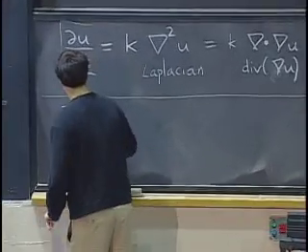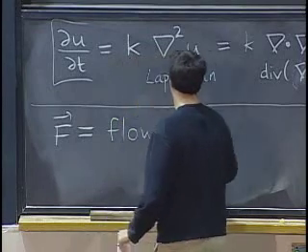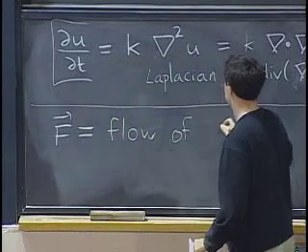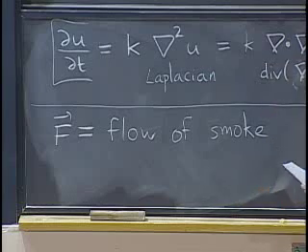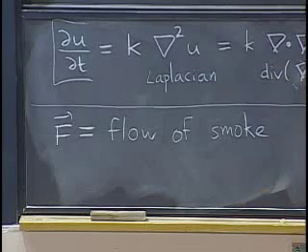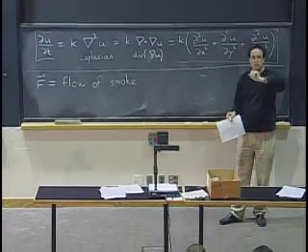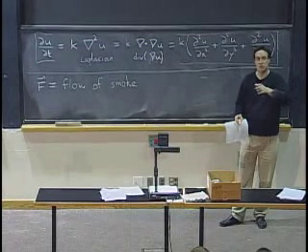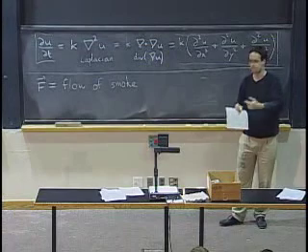So I'm going to think of the flow of, well, let's imagine that we're doing motion of smoke in air. So that's the flow of the smoke. That means, at every point, it's a vector whose direction tells me in which direction the smoke is actually moving, and its magnitude tells me how fast it's moving and also what amount of smoke is moving.